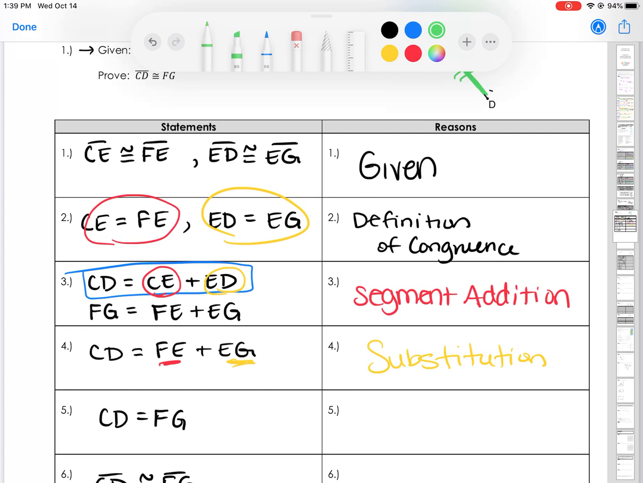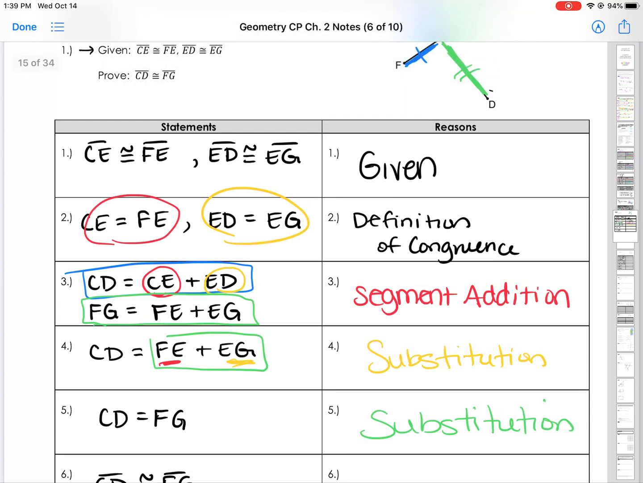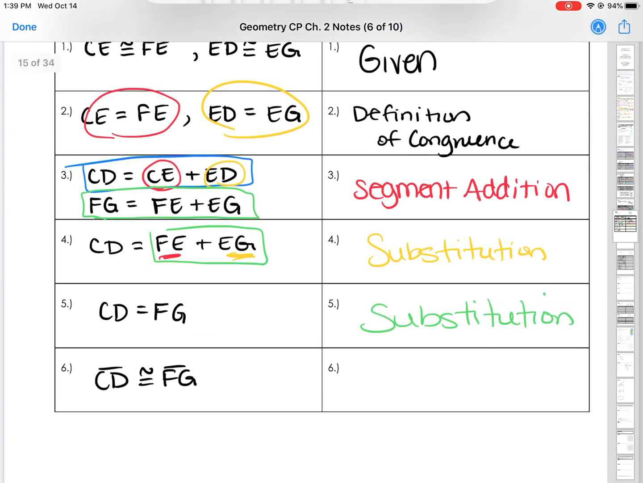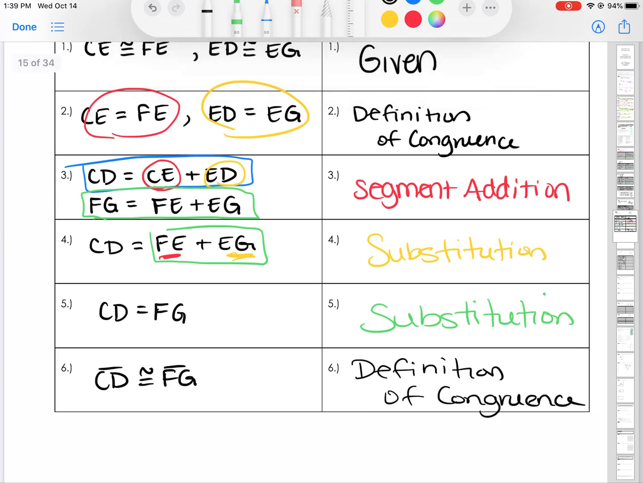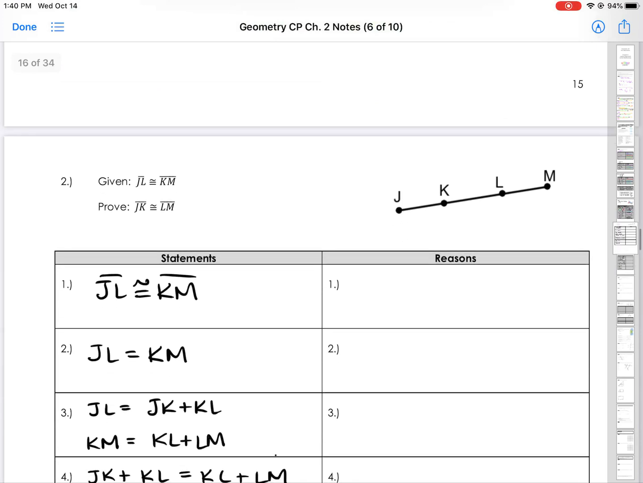The next thing I'm saying is that CD is equal to FG. Well, we know that FE plus EG is equal to FG. So again, I am substituting. I've replaced that expression with an equivalent expression. Since they are equal, I can say they are congruent by definition of congruence. And that is what the question asked us to prove.